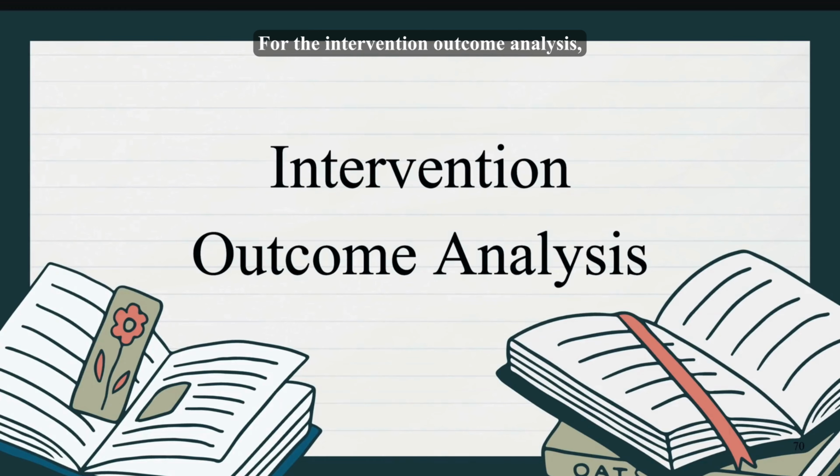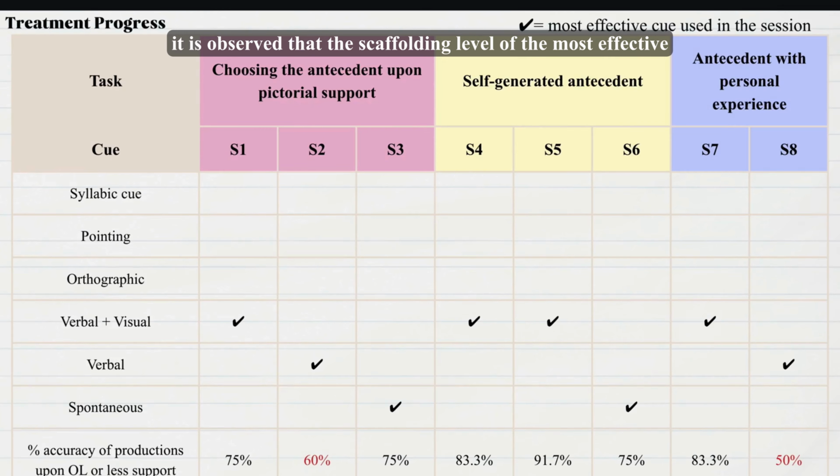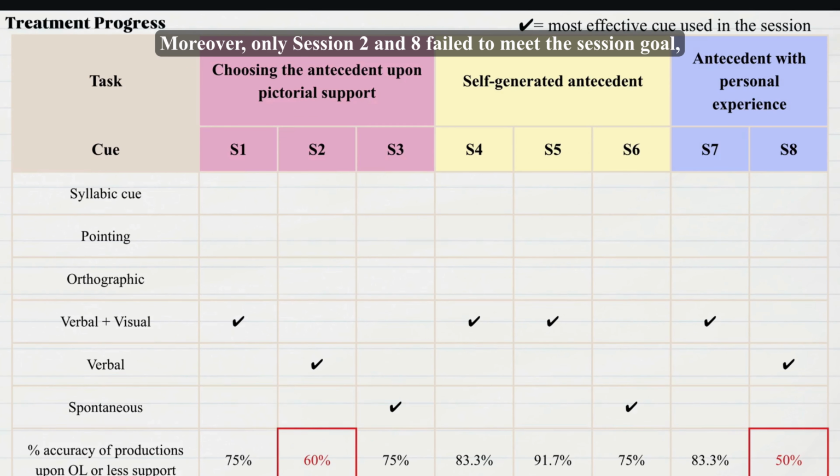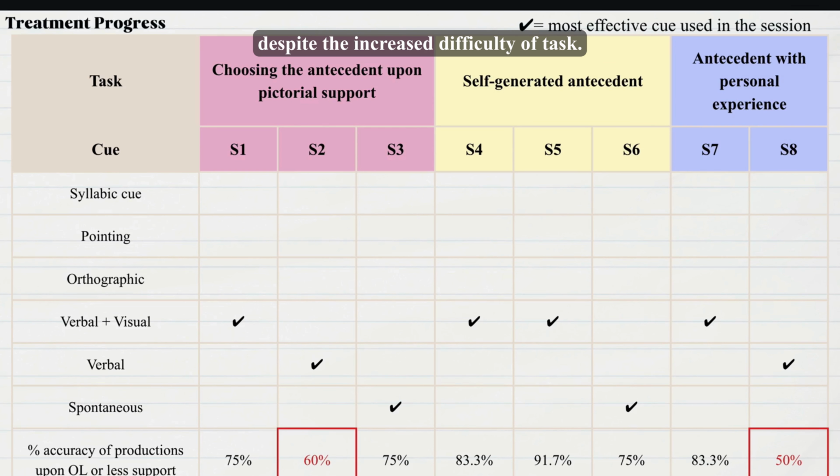For the intervention outcome analysis, it is observed that the scaffolding level of the most effective cue decreased across the sessions with the same task difficulty, suggesting a decrease in CC's need for support. Moreover, only sessions 2 and 8 failed to meet the session goal, while a high percentage of accuracy was noted in other sessions. This showed CC's overall improvements across sessions, despite the increased difficulty of task.